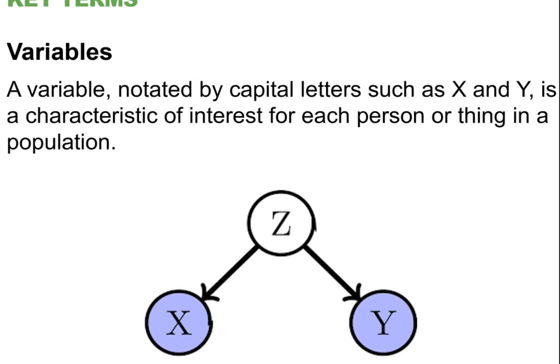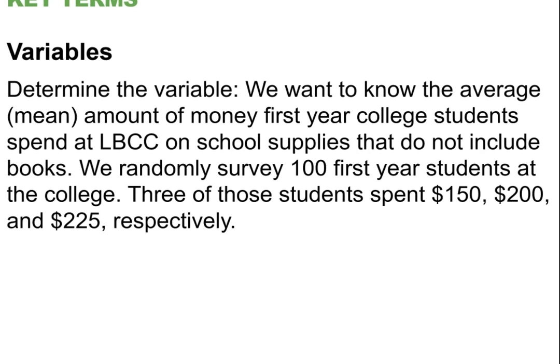What is a variable? A variable is something you've probably heard of in math a lot of times before. It's used similarly, but maybe a little differently in statistics. For one thing, we're always going to use capital letters, usually X or Y or Z. A characteristic of interest for each person or thing in the population is going to be represented by a variable. So let's figure out what our variable is in our example.